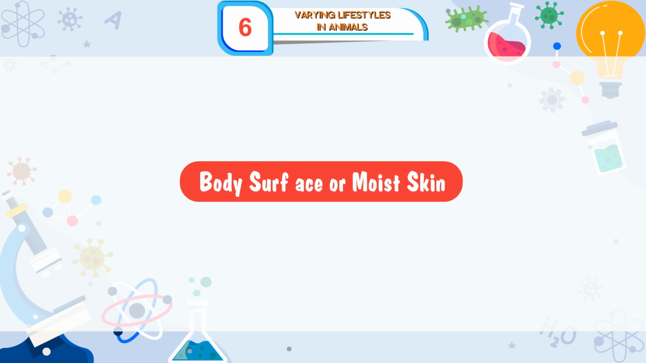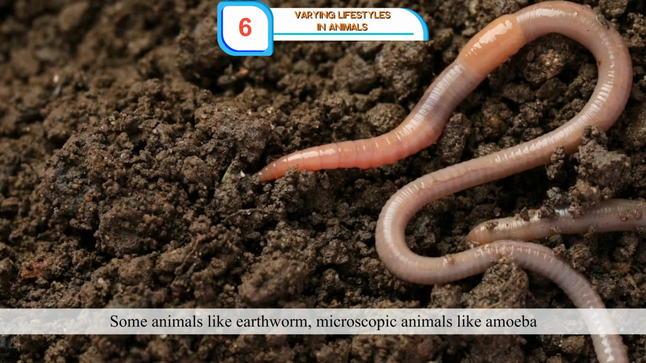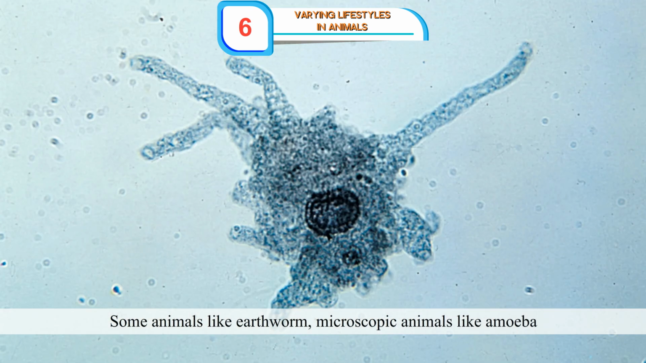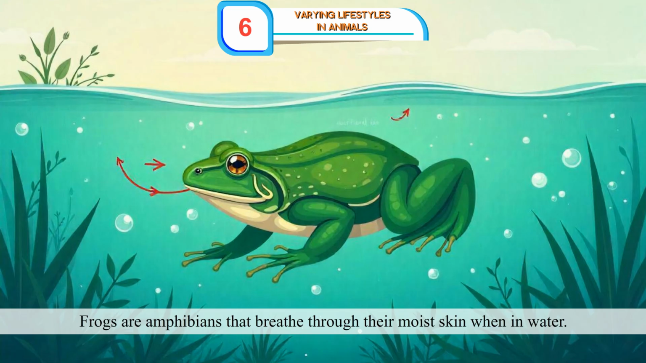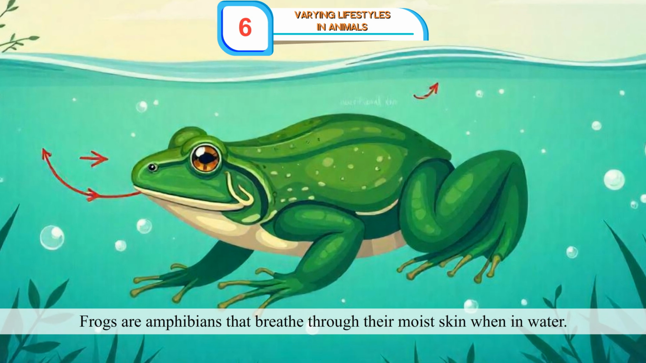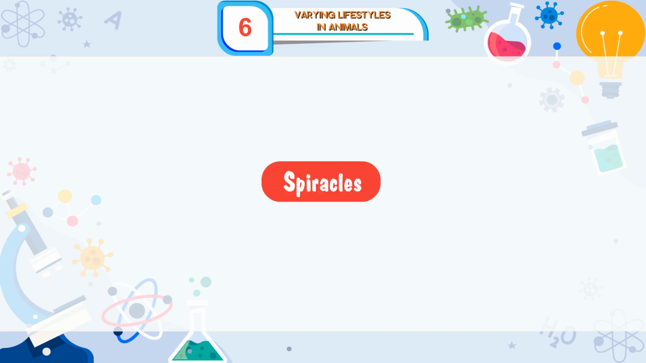Body surface or moist skin. Some animals like earthworm, microscopic animals like amoeba and paramecium breathe through their moist skin. Frogs are amphibians that breathe through their moist skin when in water.